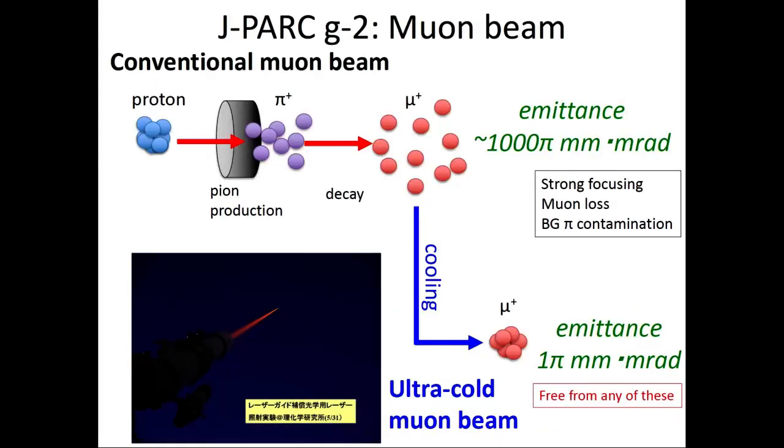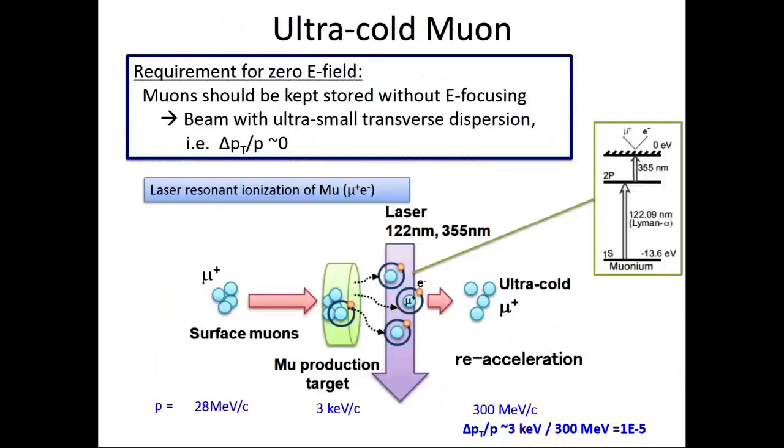The Japanese have something incredibly complicated in order to get the muons. They also start with protons, they have pions, the pions decay into muons, so far so good. But the muons are all over the place in phase space, and they need to condense them in phase space. This is what they call cooling. The muon cooling is completely crazy.